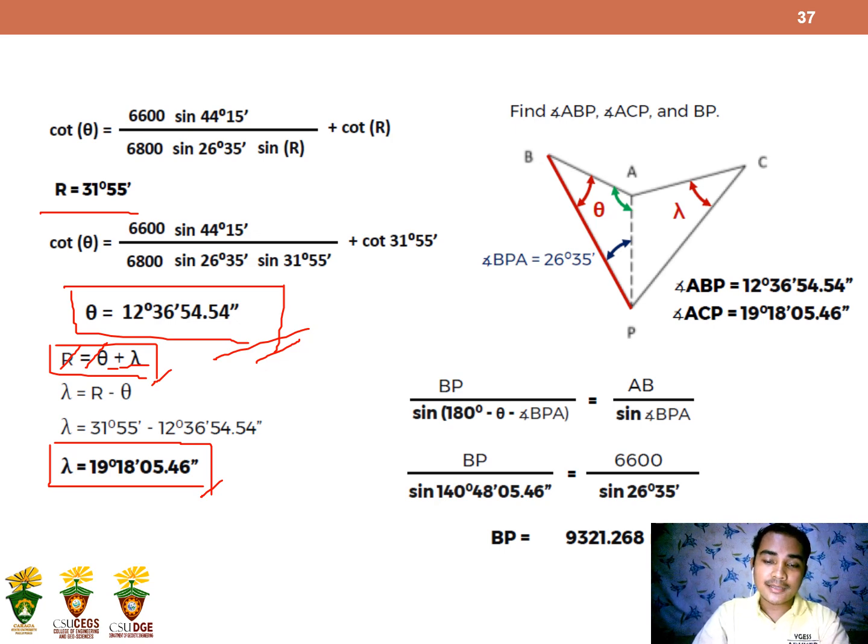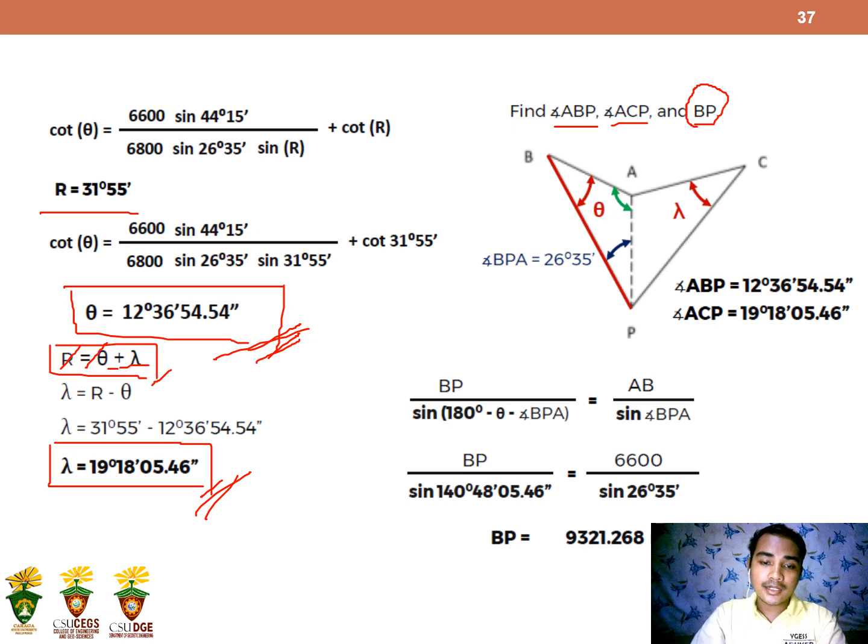Which is what the problem is asking for, the angle ABP. ABP is also equal to theta. And also the angle ACP, which is also equal to the value of lambda. So we can now have the answer for the problem. And lastly, we need to get the side BP. Can you see? Side BP, marked in red.